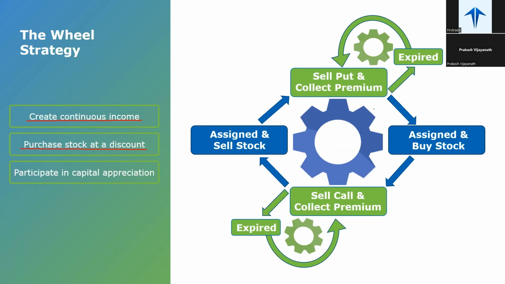So there's no time value left. And in this case, because the put option expires worthless, nothing really happens. All that you have to do from here is rinse and repeat the strategy to create a continuous income stream, collect more premium, and again sell another put option.